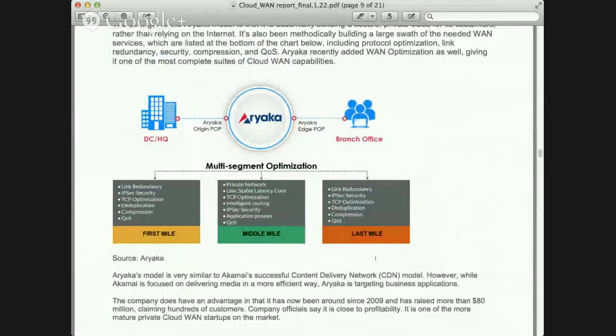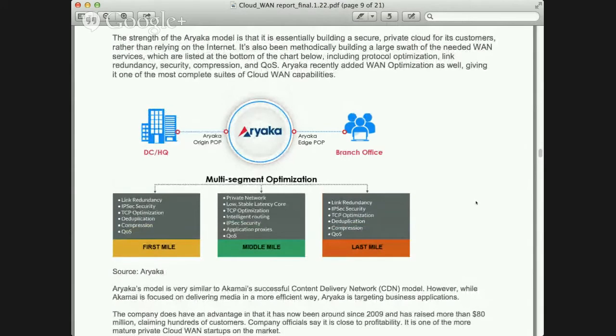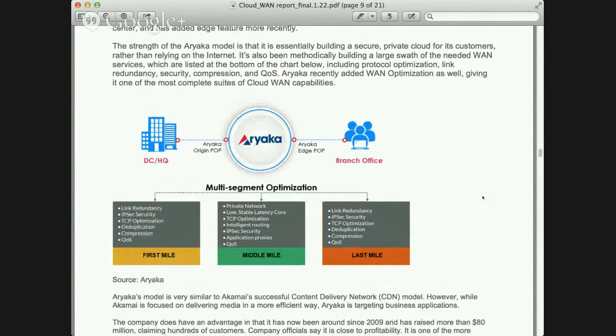I'll talk about like 3 different models. This is the Ariaka model. So Ariaka is a network as a service. So what does that mean? It means they've built out this global network of POPs, and they're offering WAN in the cloud by you accessing their POPs. So I like to think of it as Akamai. Everybody knows Akamai for content delivery. So Ariaka is like application delivery for enterprises.